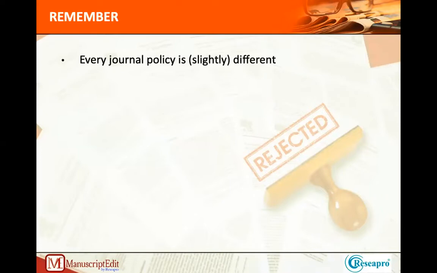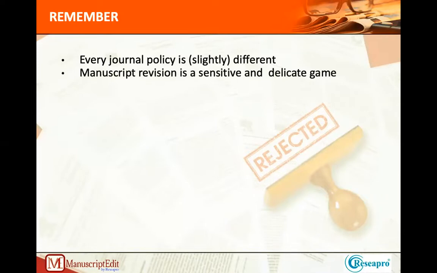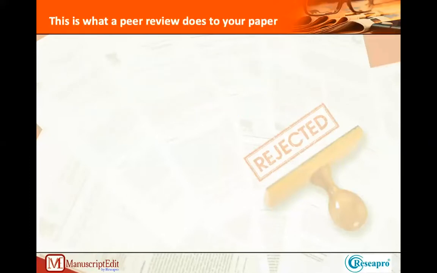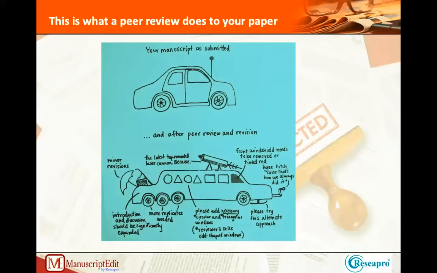Now, remember, every journal policy is slightly different. Manuscript revision is a sensitive and delicate game, and play the game well and you will succeed. Now, this is an image which shows what a peer review does to your paper. The car is depicted as the manuscript, and after peer review and revision, the following points are the modifications done by the author by taking into account the reviewers' suggestions so that it becomes more deserving and acceptable and ultimately ready to get published.